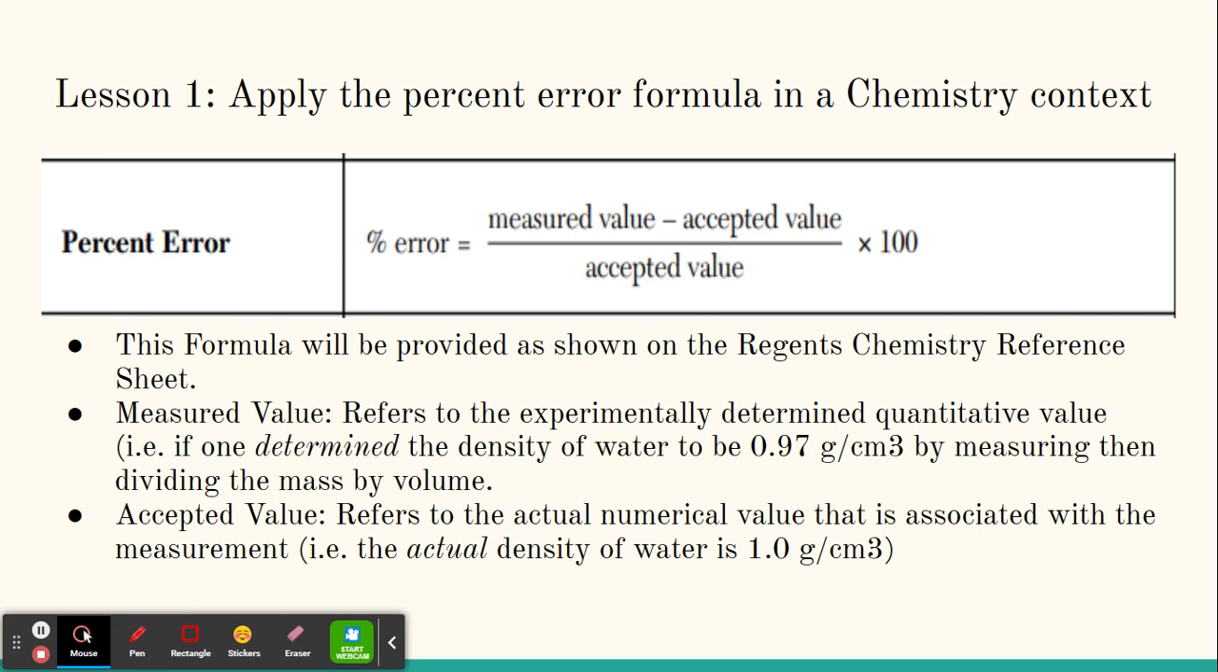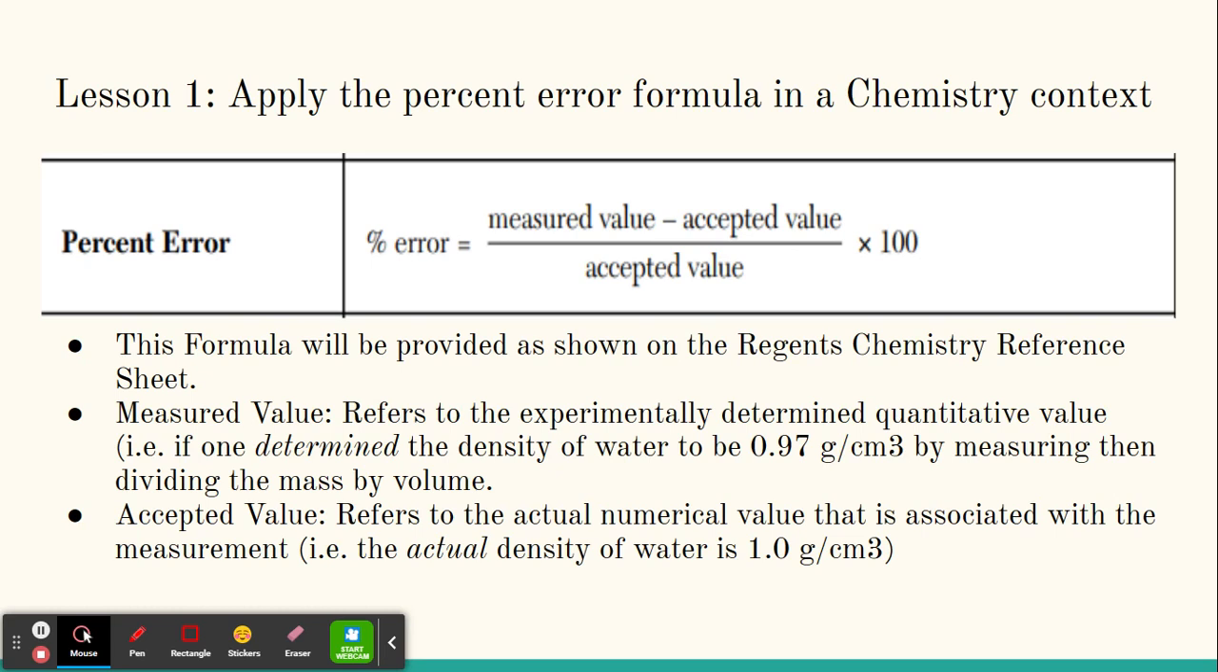The measured value refers to the experimentally determined quantitative value. So if you were measuring the density of water and you were dividing the mass by volume and your resultant was 0.97 grams per centimeters cubed, that would be the measured value.